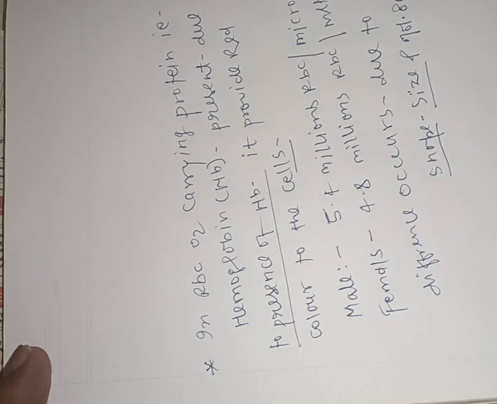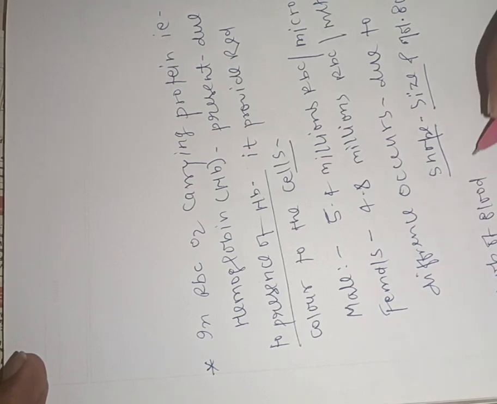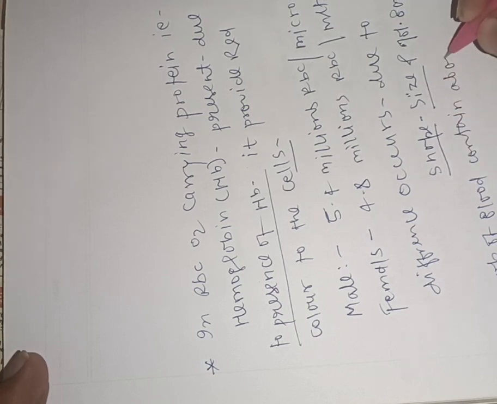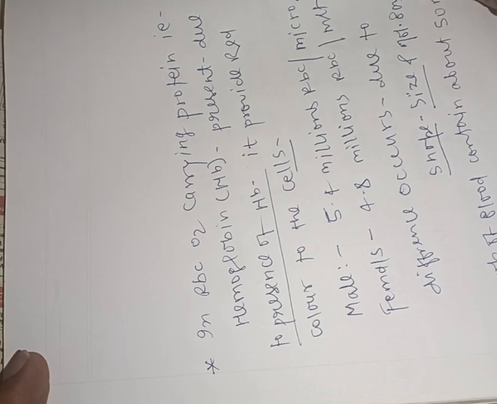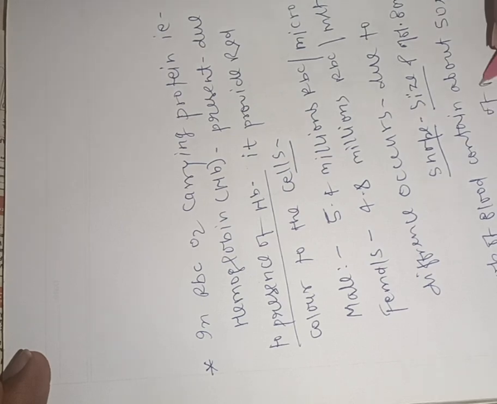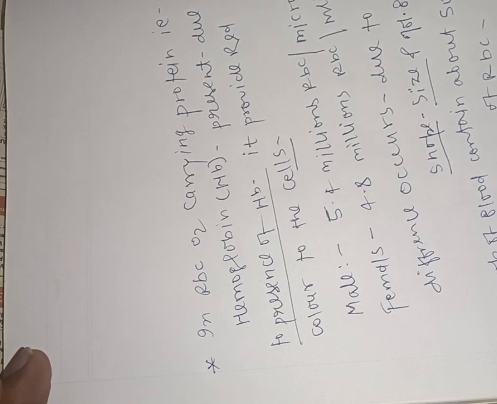Yes, 1 drop of blood contains about 50 microliter of the RBC. 1 drop of the blood contains about 50 microliter of the RBC.